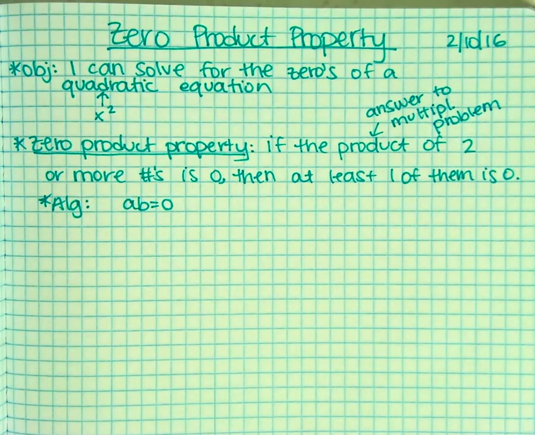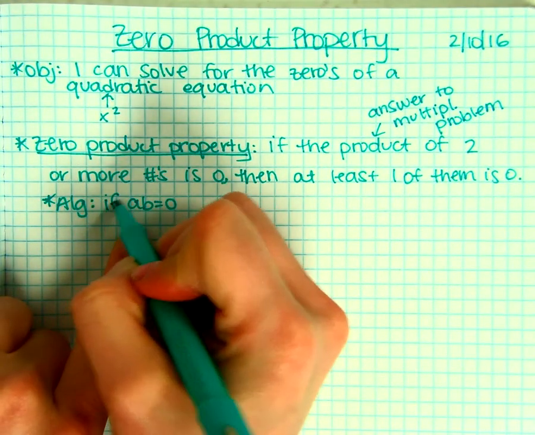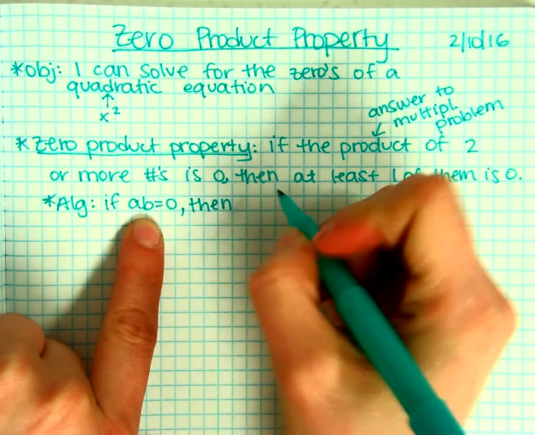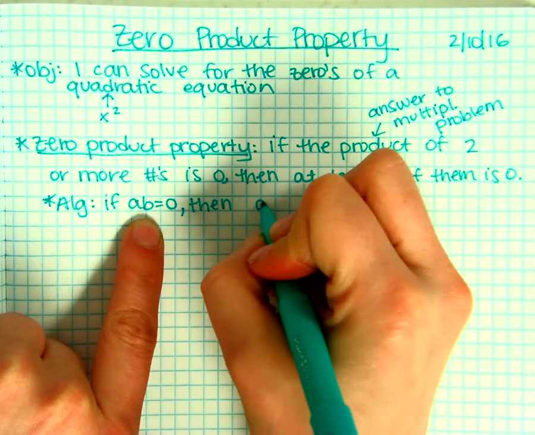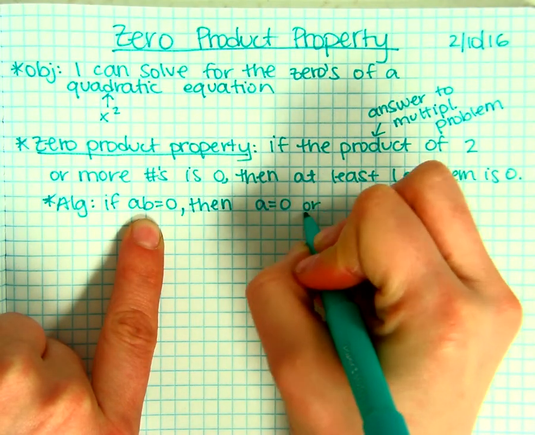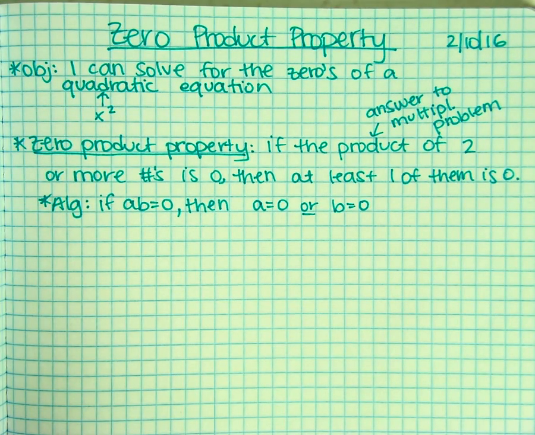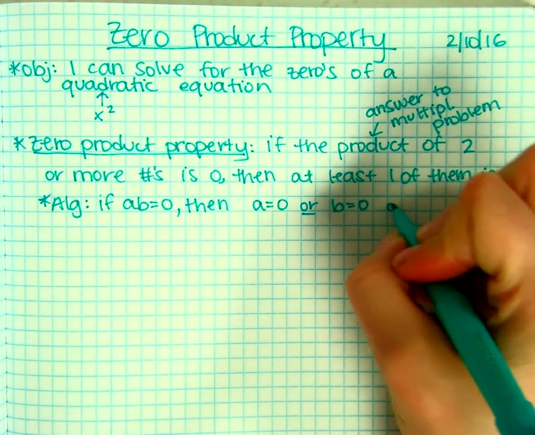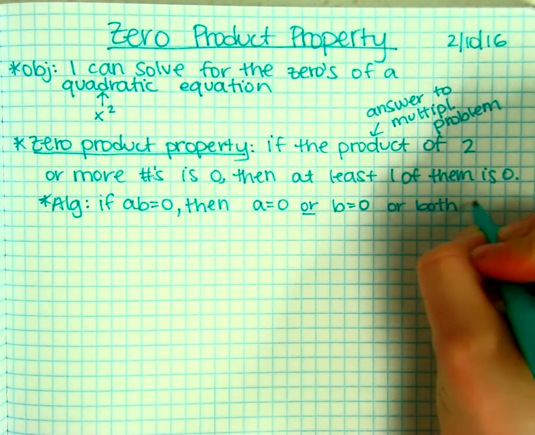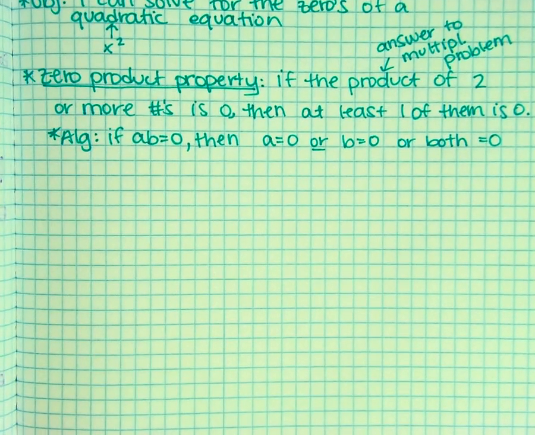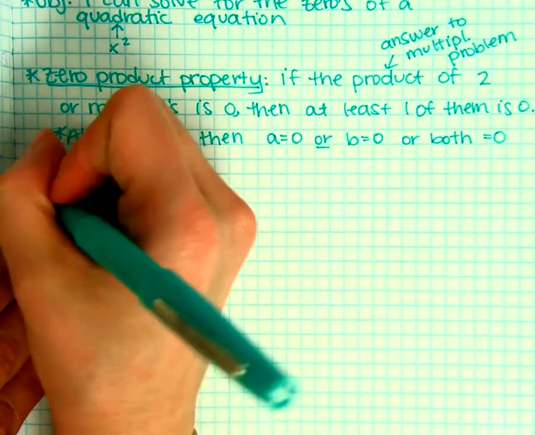Alright, so if A times B equals 0, then we have a couple options. Then A equals 0 or B equals 0. What do you think about, could they both be 0? Yeah, or both equal 0, okay? So now we're going to apply it to quadratics. We're going to do 3 examples, okay? So example number 1.